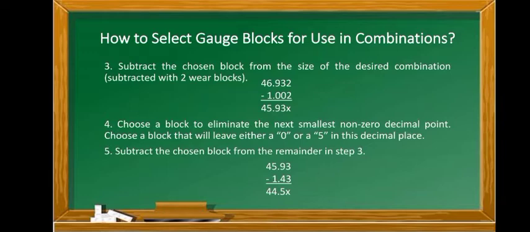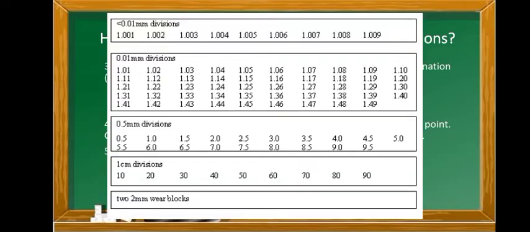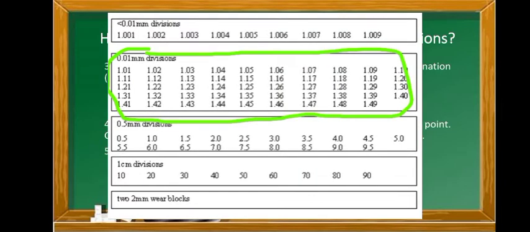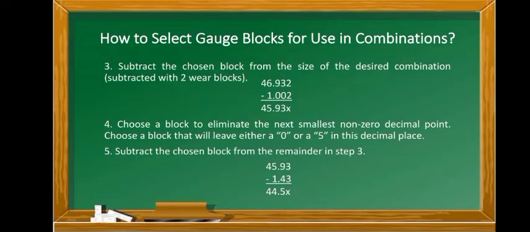So, let's go back sa atong set sa metric gauge block. So, we are going to find 3 sa last decimal place or second decimal place. So, nadre one row with 5 blocks that ends in second decimal place, which is 3. So, we are going to choose the block that will leave either a 0 or a 5 sa 9. So, we have a 1.43.